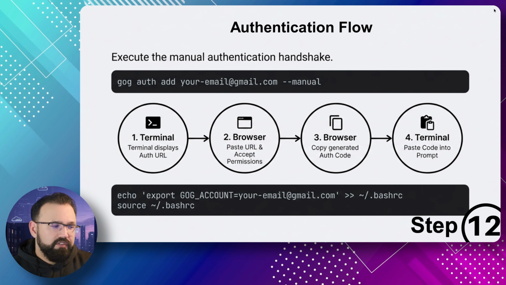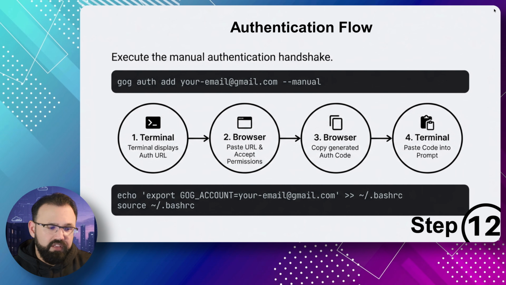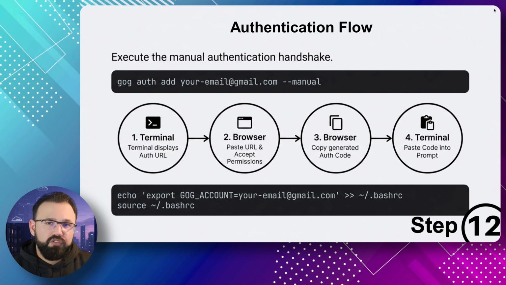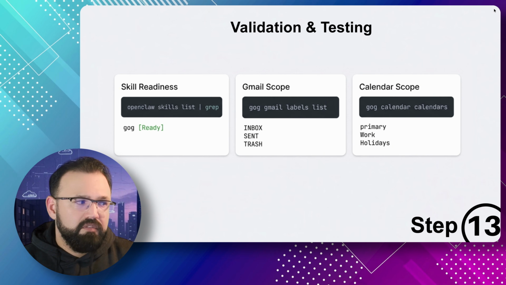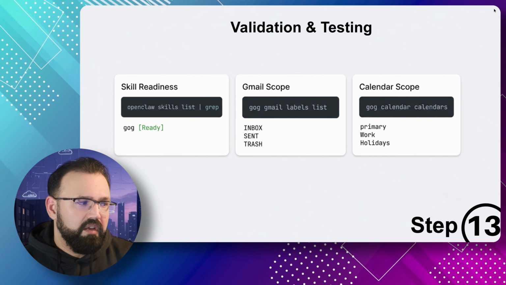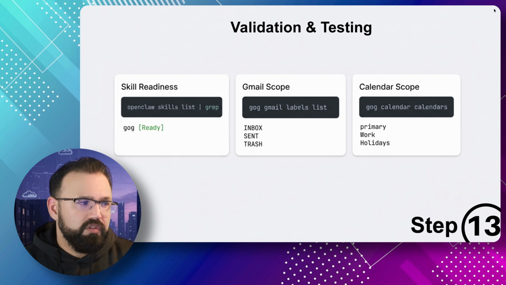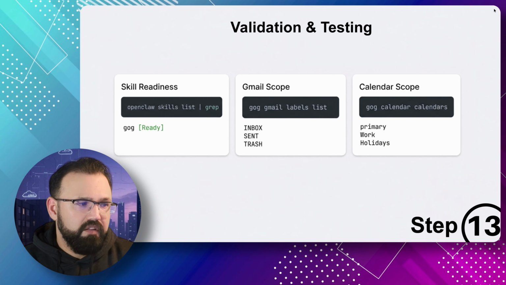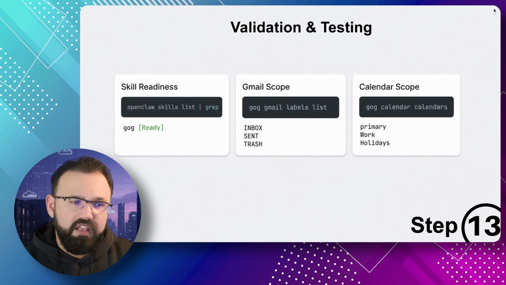Now, the next step is to have the GOG_ACCOUNT, your specific email address, in the bashrc as well, so that it's available as your environment variable. And once that is done, just make sure the GOG skill is ready, right? So you need to grep for that skill, and you can also run gog gmail labels list and then calendars as well.